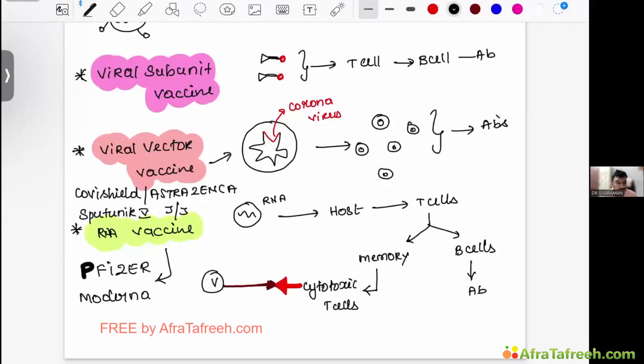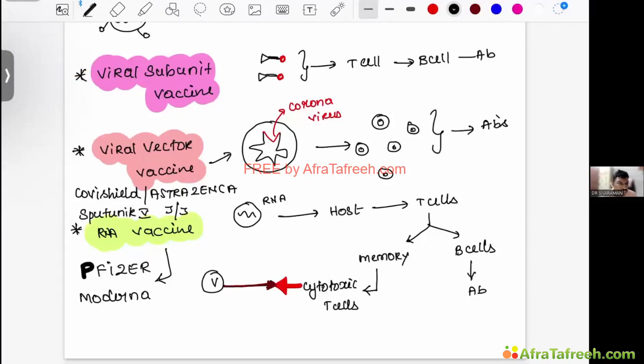And anything different you want to know? Nothing different between vaccines other than that. Other than that we have nothing to tell, I think, in vaccines. But this classification is a very, very important thing to know.